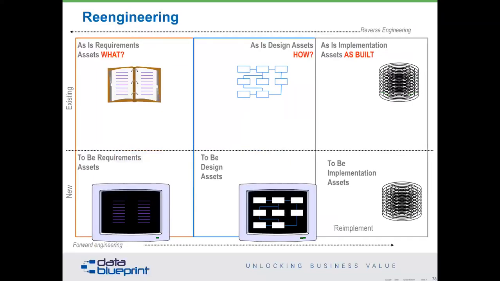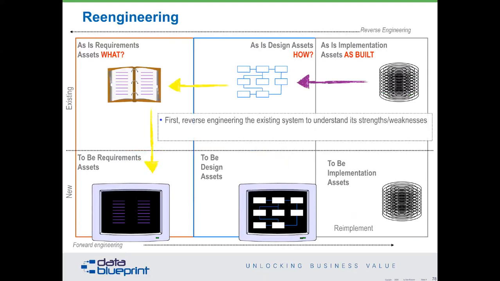And here is our re-engineering platform, where I've taken the top and the bottom of the charts from before. And again, first, reverse engineer the existing system. All systems have strengths and weaknesses. If we don't understand them, we run the risk of building the new system incorporating the weaknesses of the old system, or not leveraging the strengths of the old system. So you need to first reverse engineer the existing system to understand its strengths and weaknesses.